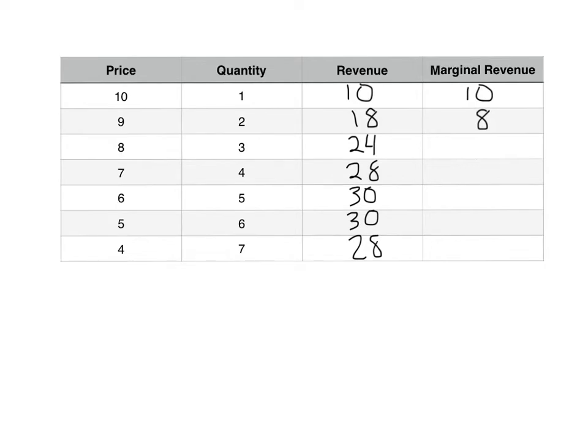As we go down the line here, the difference between 18 and 24 is 6. The difference between 24 and 28 is 4. 28 to 30 is 2. 30 to 30 is 0. And ultimately, from 30 to 28 is a marginal revenue of negative $2.